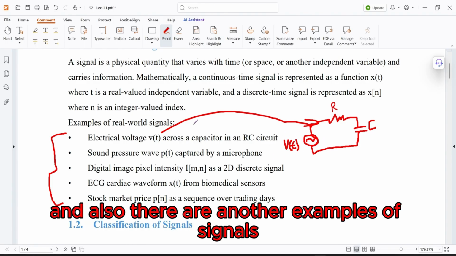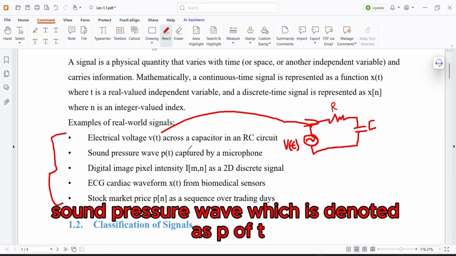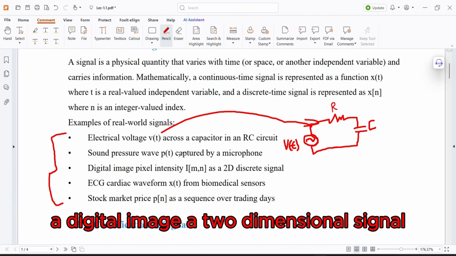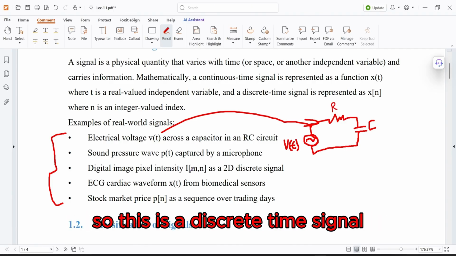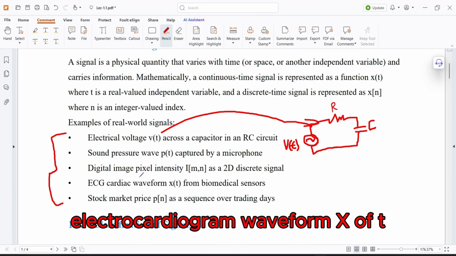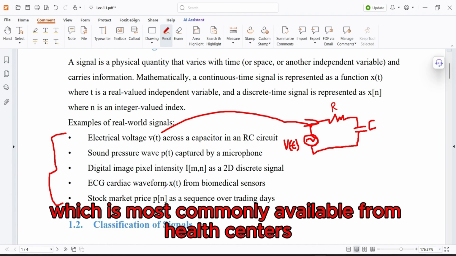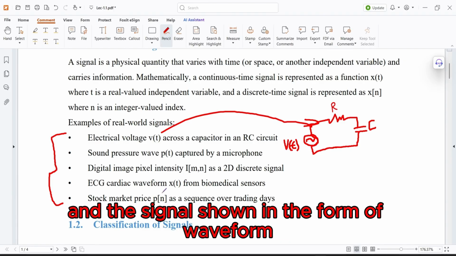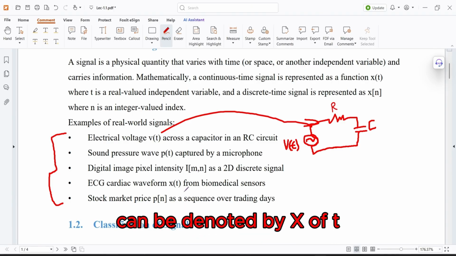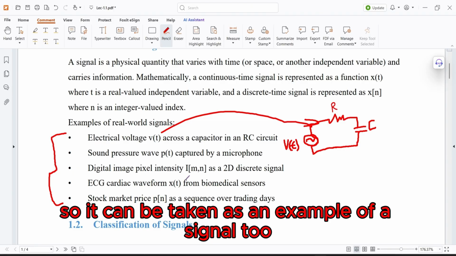And also there are other examples of signals. Sound pressure wave, which is denoted as P of t. A digital image, a two-dimensional signal, which can be represented as Im of n. So this is a discrete time signal. Electrocardiogram waveform x of t, which is most commonly available from health centers. This device is available from health centers, and the signal shown in the form of a waveform can be denoted by x of t. So it can be taken as an example of a signal too.